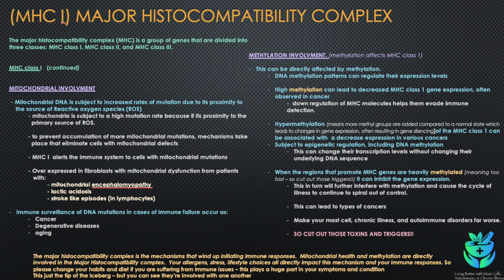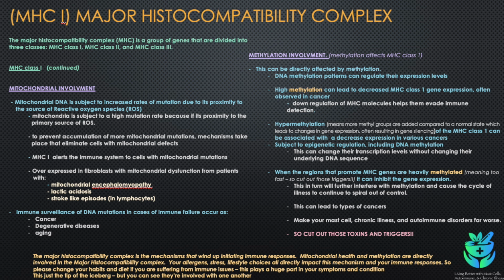Hypermethylation, which means there are more methyl groups added compared to a normal state, leads to changes in gene expression, often resulting in gene silencing. Hypermethylation of the MHC class 1 can be associated with a decreased expression in various cancers. They are subject to epigenetic regulation, including DNA methylation. This can change their transcription levels without changing their underlying DNA sequence. When the regions that promote the MHC genes are heavily methylated, meaning too fast, so cut out those triggers, it can inhibit the gene expression.